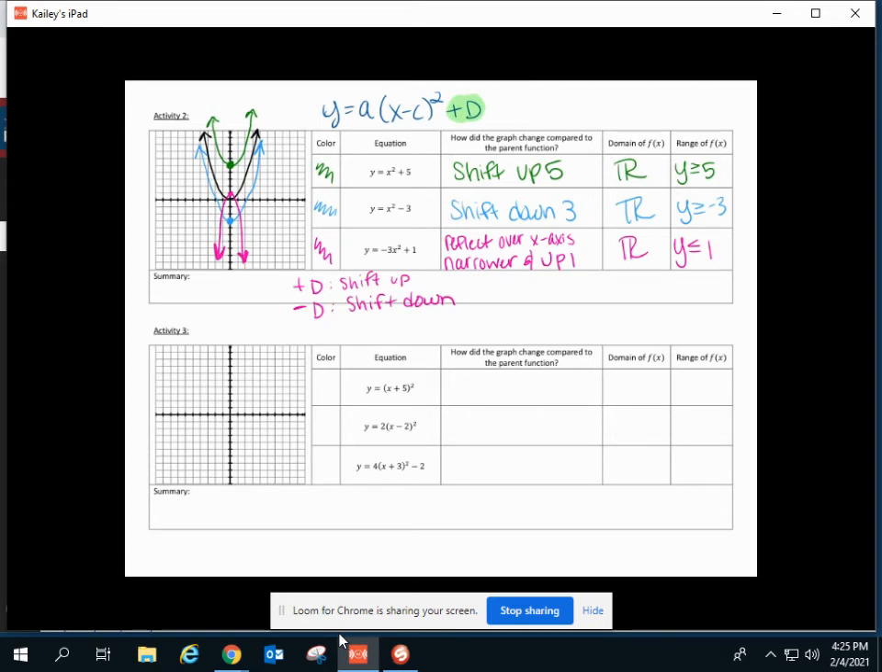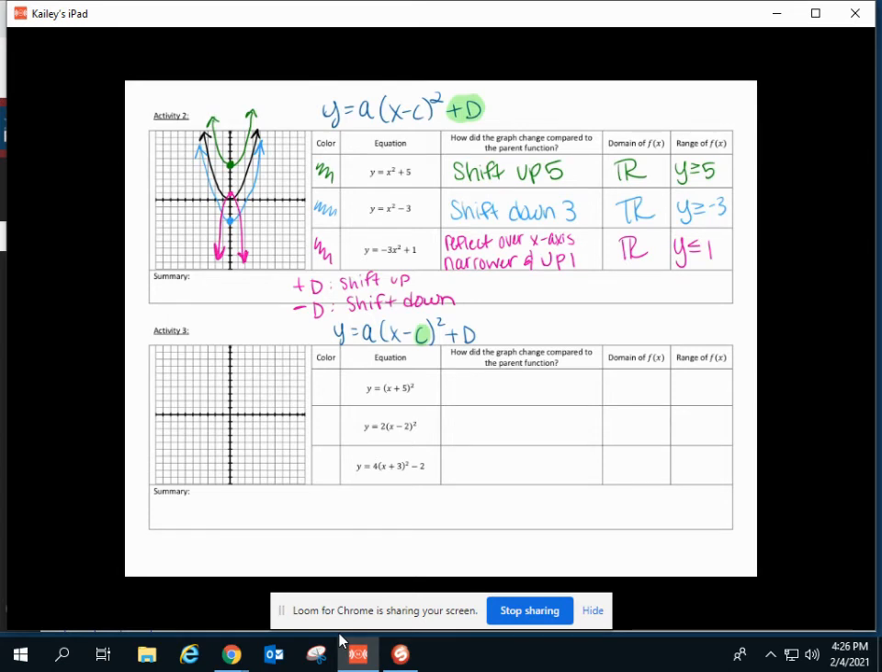Okay, so our last activity here, y equals a times x minus c squared plus d. We're now going to talk about c. Before I do these examples, I want you to think about the forms of quadratic functions that we've learned so far. So standard, vertex, and intercept form. This looks extremely similar to one of those forms we've talked about. Think about that for a second. Which form does this look like?